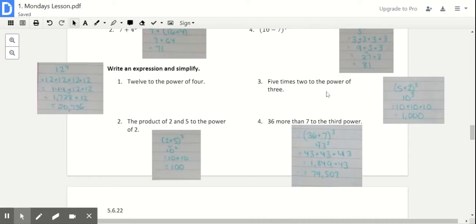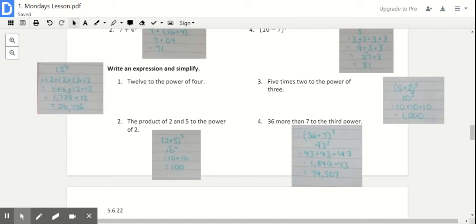All right. So realize that I'm going to just go through the expressions with you guys instead of going through the simplification part because we just did that. So we don't even need to go there. So 12 to the power of 4, we know that the base is 12. Power of 4 means exponent. So that's 12 to the fourth power.